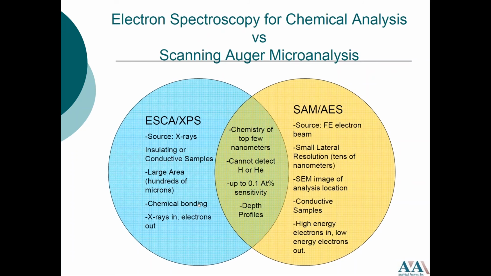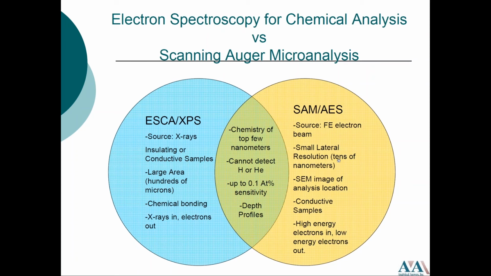For SAM or Auger, AES, we have a field emission electron beam source. Because we have an electron beam as the source, we're able to look at small features on the order of tens of nanometers and also get an SEM image of the area that we're analyzing. We can look at conductive or semiconductive samples but not insulating samples. And so a quick way to remember Auger: high energy electrons in, low energy electrons out.